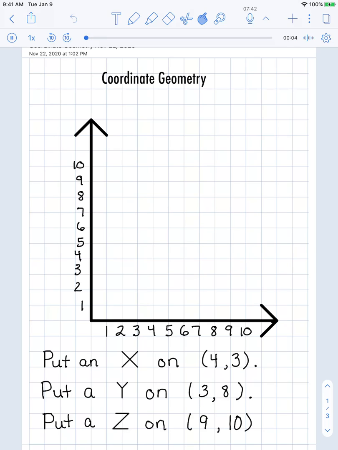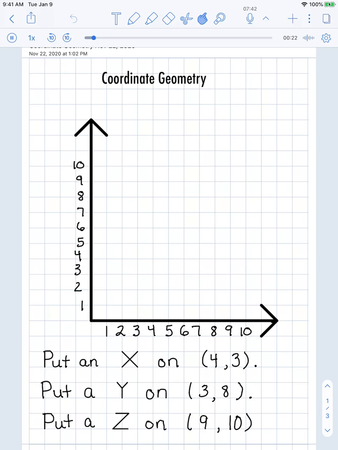Good morning. So today we're going to learn about coordinate geometry. I find this kind of math super fun. It's almost like doing your own dot to dot. That's how I always thought about it when I learned this in school. So let's jump in and get started with this.